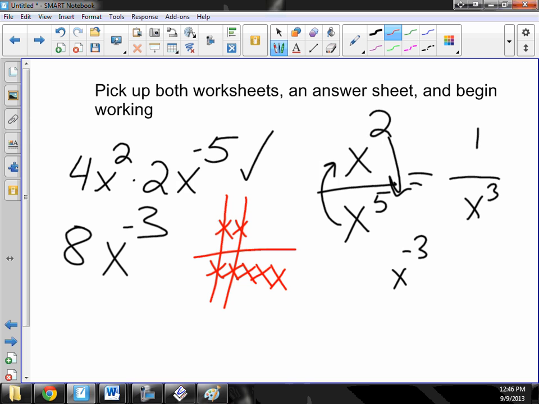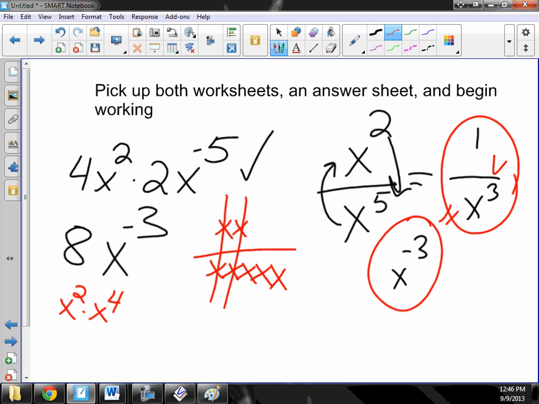So if I had x squared times x to the fourth, those are on the same side of the fraction, and they work together to create x to the 6th. But if they're on opposite sides of the fraction, then they sort of fight each other out, and whoever's bigger ends up winning. So these are equivalent, but this one is preferred. We don't like to leave negative exponents. So whenever you have a negative exponent, you just switch it to the other side of the fraction and make the exponent positive.